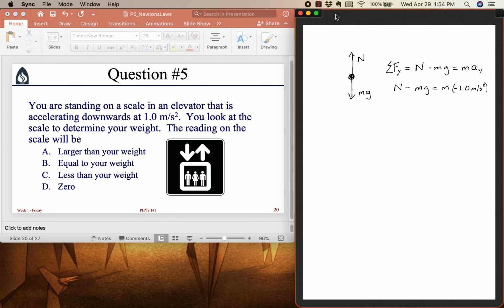So if we solve this expression for the normal force, you can see that the normal force that the scale has to supply, and that the scale is actually measuring, is equal to your mass times minus 1 meter per second squared for your acceleration, and then we can add the weight to both sides, plus mg. So you can see that the scale doesn't have to quite support your weight. There's your weight, but we're subtracting off your mass times the acceleration. So the scale doesn't need to push as hard to support you. So the reading on the scale will be a little bit less than your actual weight.